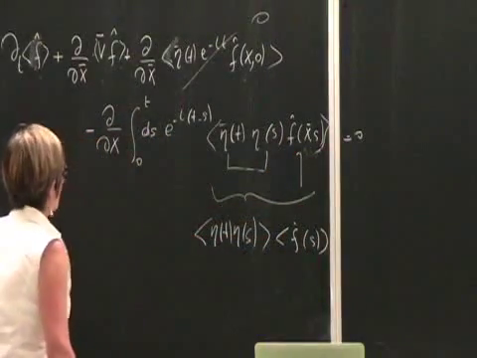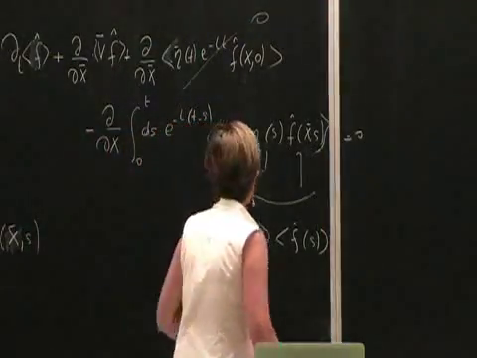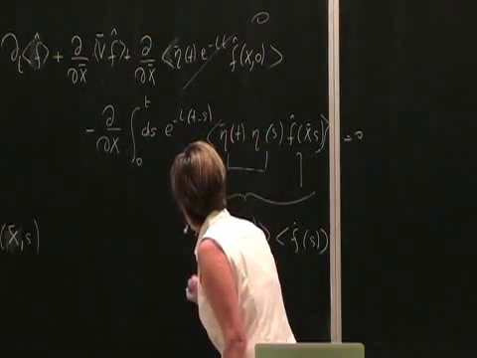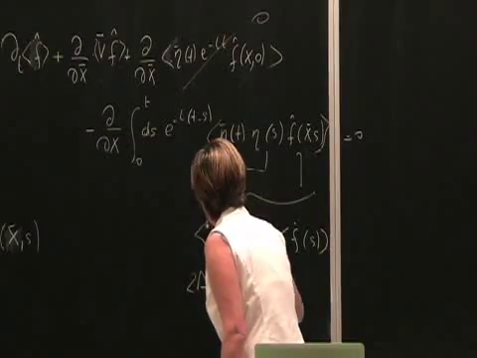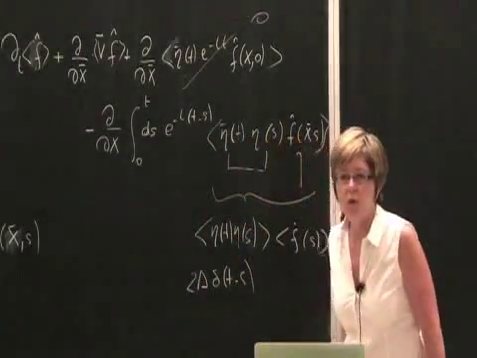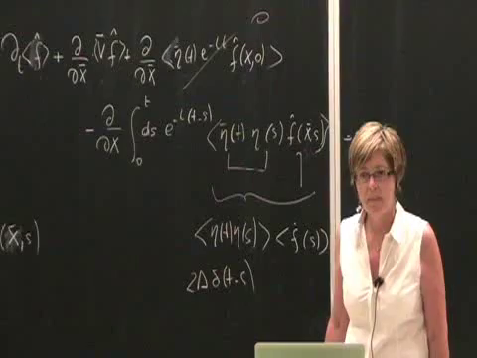And so essentially this term is really very simple, because it becomes this, and then this correlation is just 2 delta of t minus s, and so you can do the time integral immediately.